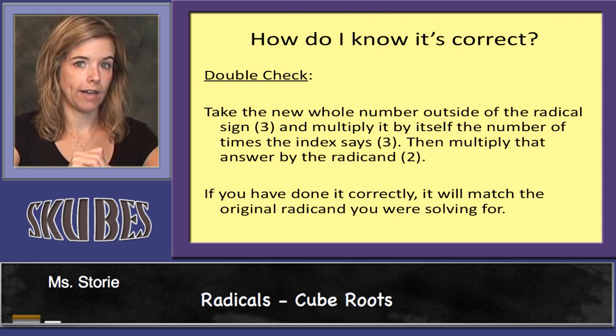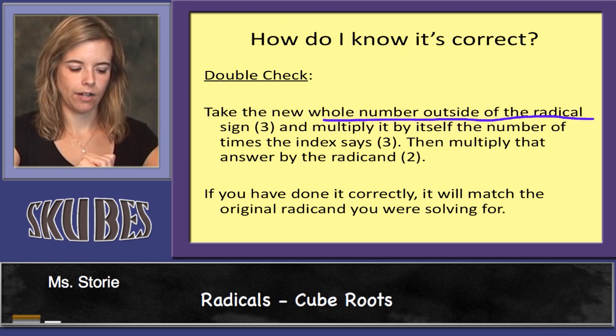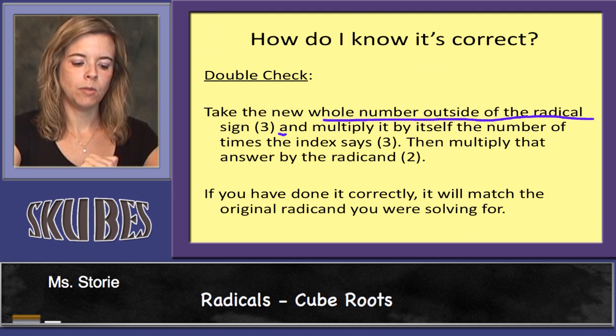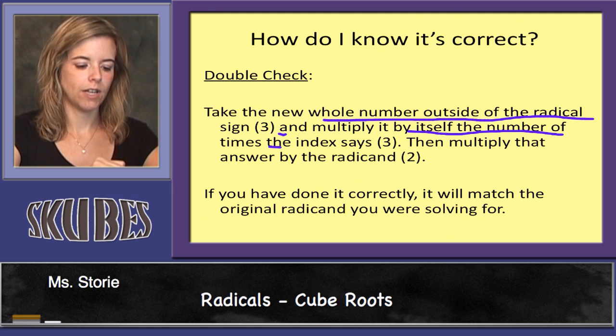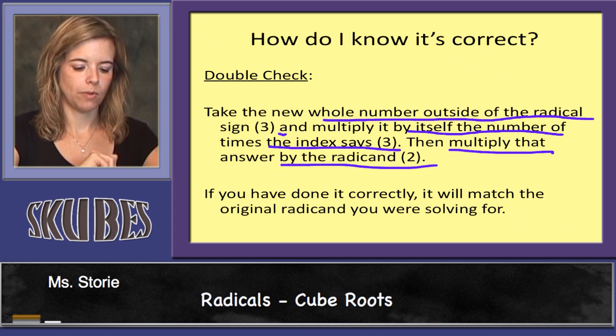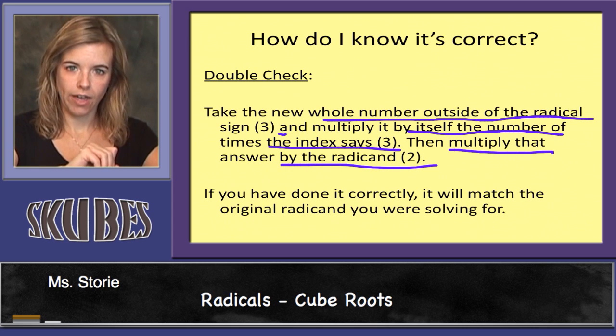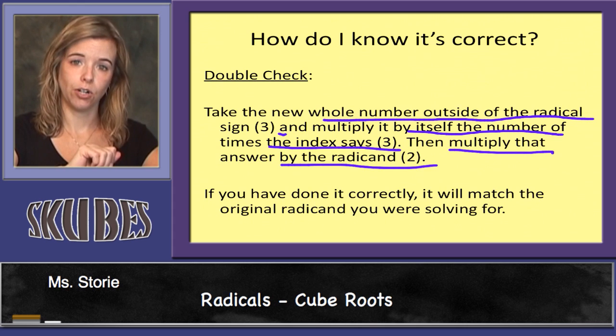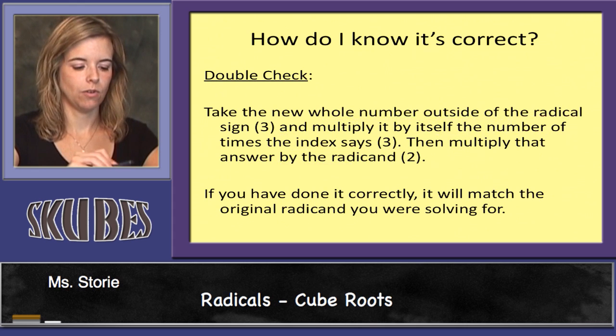You're always going to want to go back and double check your answer. The new whole number that you have that's sitting outside the radical, in this case our 3, needs to be multiplied by itself the number of times the index says, which is 3. And then you're going to multiply that answer by the radicand. If you did all that correctly, the answer that you get on your double check should match the radicand that you started with. Let's see if that works.